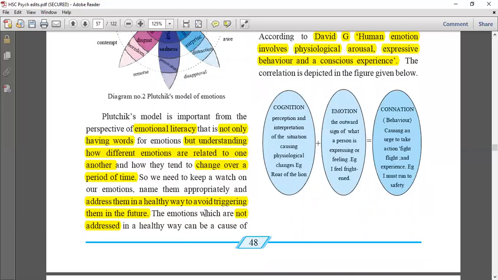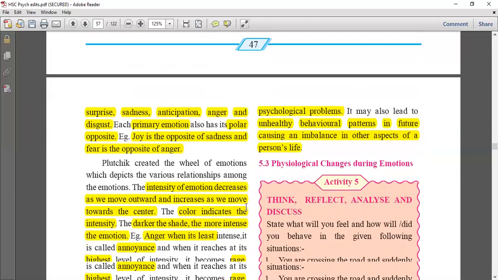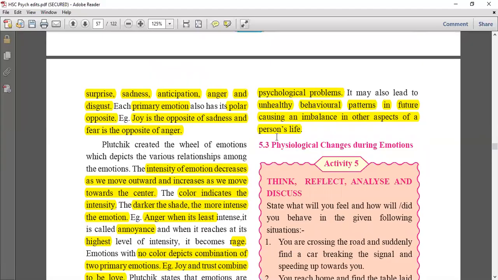Once you're literate about it, you're able to address them in a healthier way to avoid triggering them in the future. Emotions which are not expressed in a healthy way can lead to physiological and psychological problems. Just like one of the persons that I'm working with, the major issue is that there's a problem with expression of emotions. There is no expression at all. So it does come out in the form of some response, right?